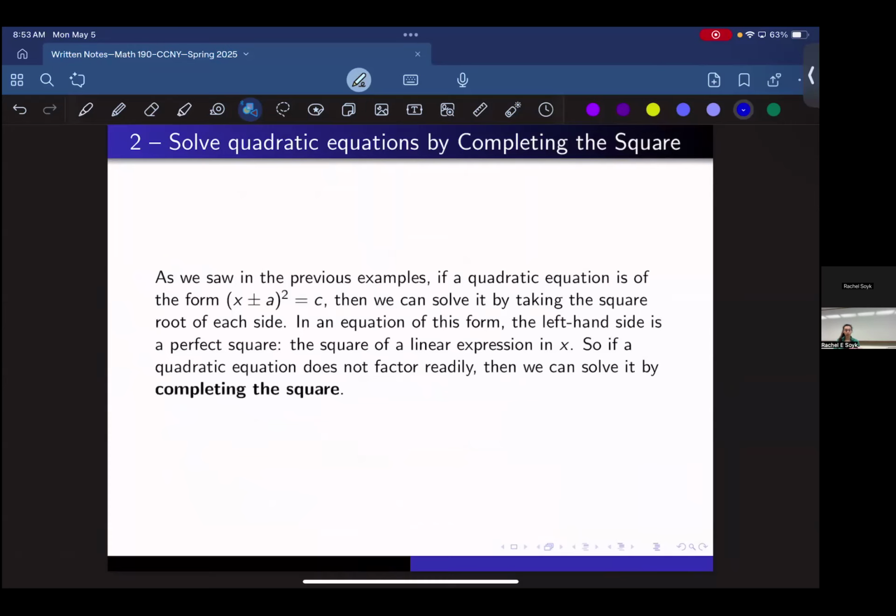So that was our first objective, utilizing square root property. Now we're going to jump into completing the square. We're going to start off nice and easy, and then we'll end up with solving quadratic equations by utilizing completing the square, which involves our knowledge of square root property as well.